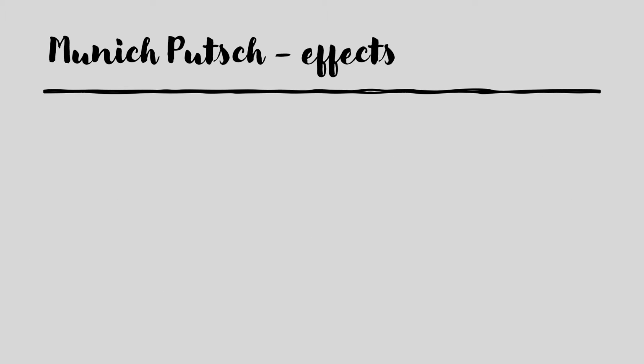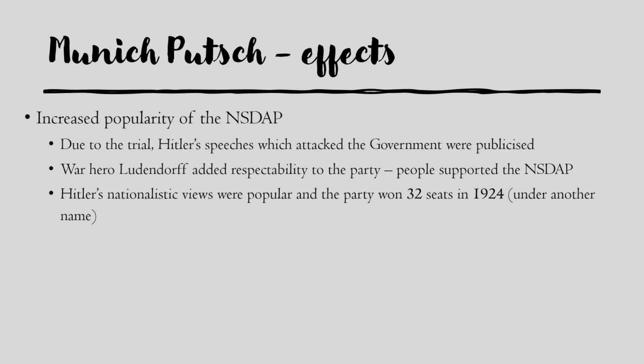So the effects of the Munich Putsch then. The first effect was that the popularity of the NSDAP increased. Hitler's trial was massively publicised in the press, and so Hitler's speeches were published and distributed to many different people, and they attacked the government, and they were seen as quite popular, so people agreed with him. They thought that what he was saying was right.